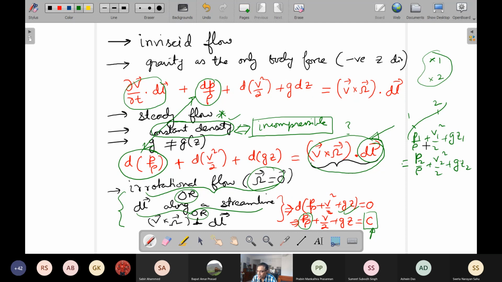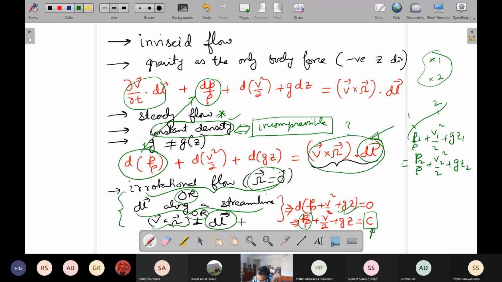But I say that even if it is not irrotational flow, even if we are not considering a specific streamline, still we can use this. Yes, there is a third possibility here, that your choice of dl is such that your velocity cross vorticity has a direction which is perpendicular to dl, and then instead of a streamline, along the direction of dl, if you take any line, you can apply this equation. So that will be constant along that line. I hope you can follow this.